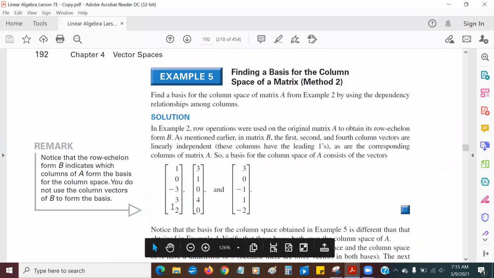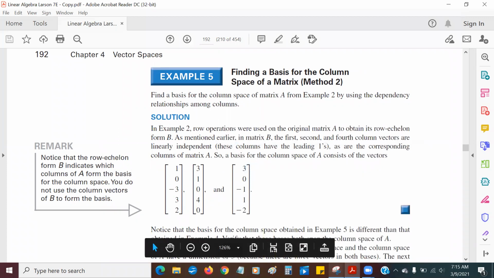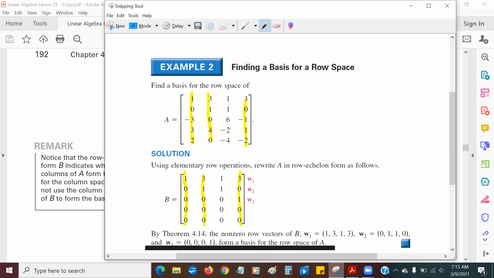So that's column 1, column 2, and column 4 of that original matrix. They are linearly independent, and therefore we've now found a basis of the column space. Again, I'm making use of the fact that when I do these row operations, which is what I did in example 2, I was changing the column vectors, but not changing the dependency.